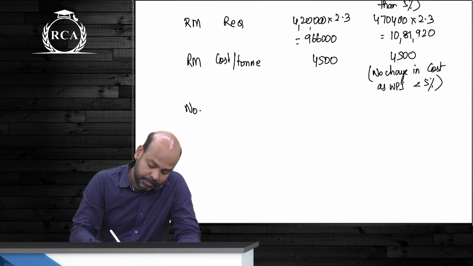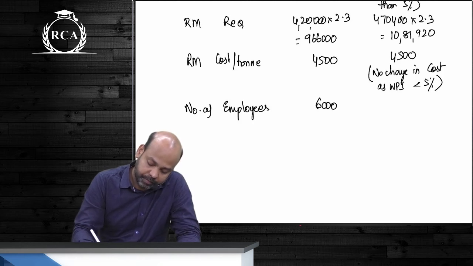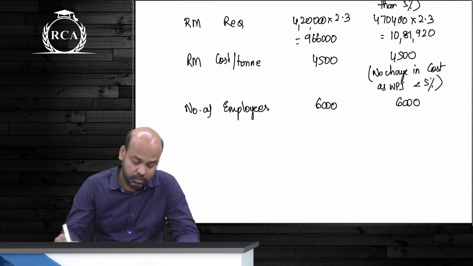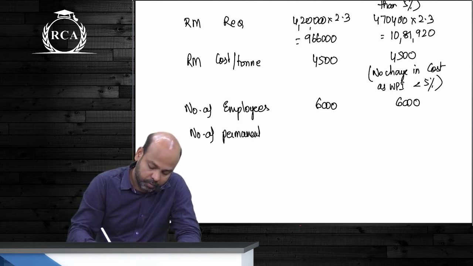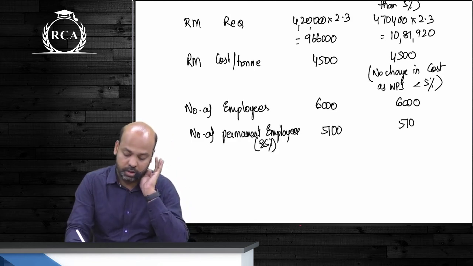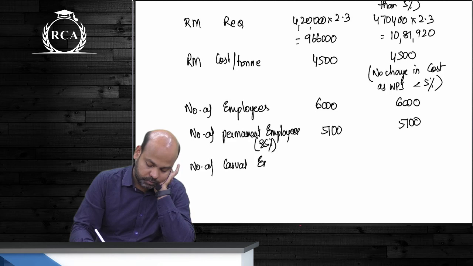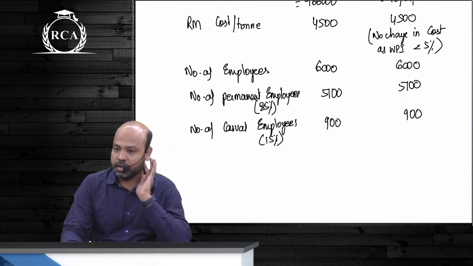Next, beta, number of employees. Both the years we have 6,000. Number of permanent employees, 85%: 5,000 and 5,100. Number of casual employees, beta, is 15%. That will be 900 and 900.